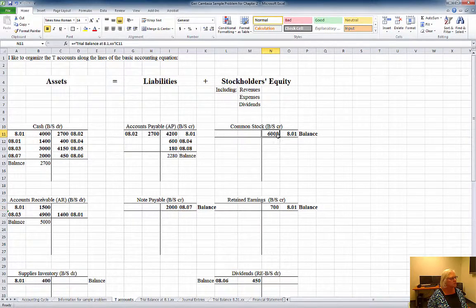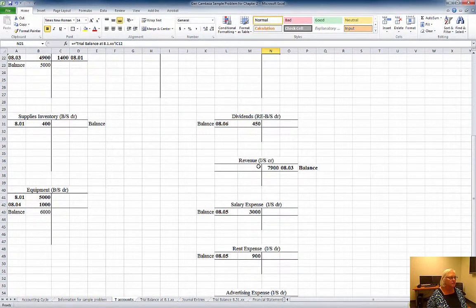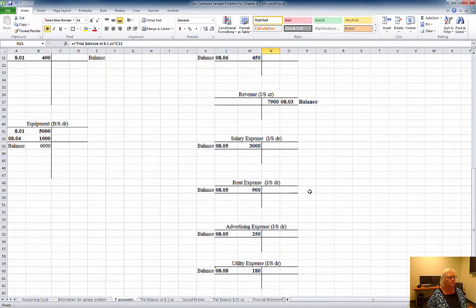Same thing, common stock, only a balance of $6,000. Retained earnings is a balance of $700. Dividends, revenues, and all the expenses only have one thing in each of them, so that represents their balance. Okay?